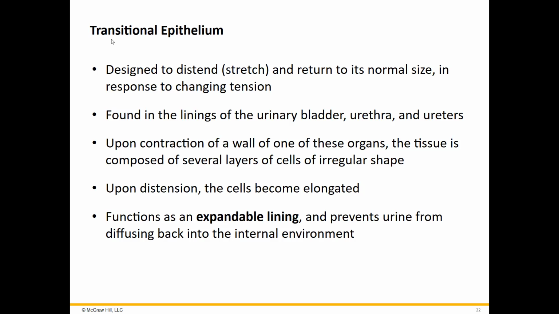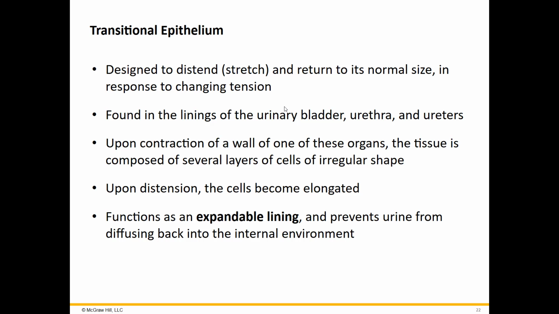One more special thing, transitional epithelium. Transitional, all you need to know is it needs to expand. This is a type of skin tissue designed to distend and stretch. It returns to its normal size. So think in the body, what are things that expand and then return to the normal size?